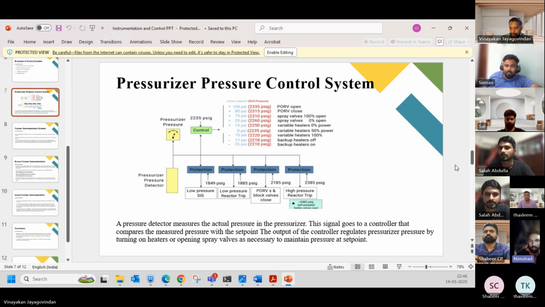And you can see some four blue boxes here also, protection systems. These represent safety related functions actually. There is a high pressure reactor trip, a low pressure reactor trip, and a low pressure safety injection system. And there is a valve closer designed to isolate a stuck open pressurizer relief valve. So these are all protection systems. These pressure detectors give signals to these systems also for the protection side. Any doubts?